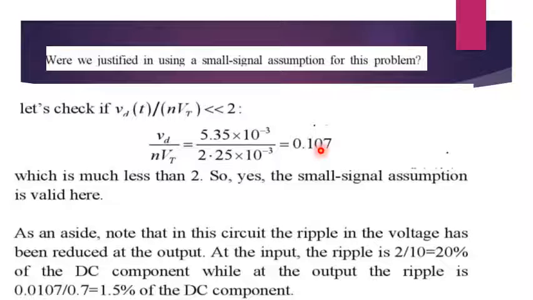Now we have to see what percentage of ripple is present. What is the ripple they had given there? 2 volt. What is the total value they applied? 10. So 2 over 10 gives you 20% of the DC component, while at the output the ripple is 0.0107, that is this ripple value divided by 0.7, which is 1.5% of the DC component present. Clear? And thank you.